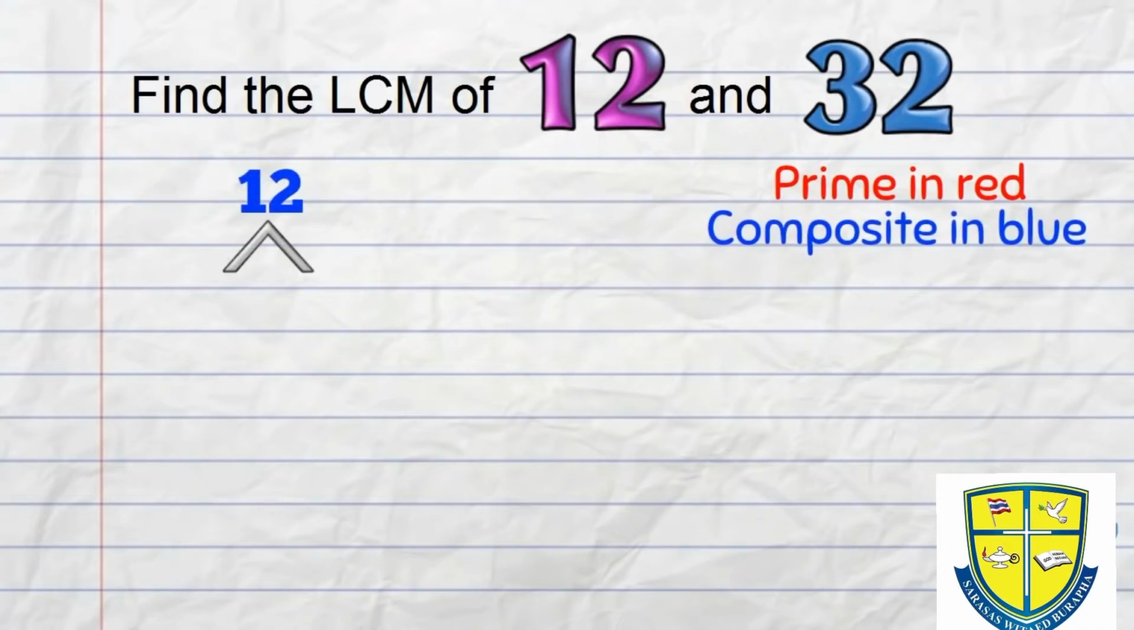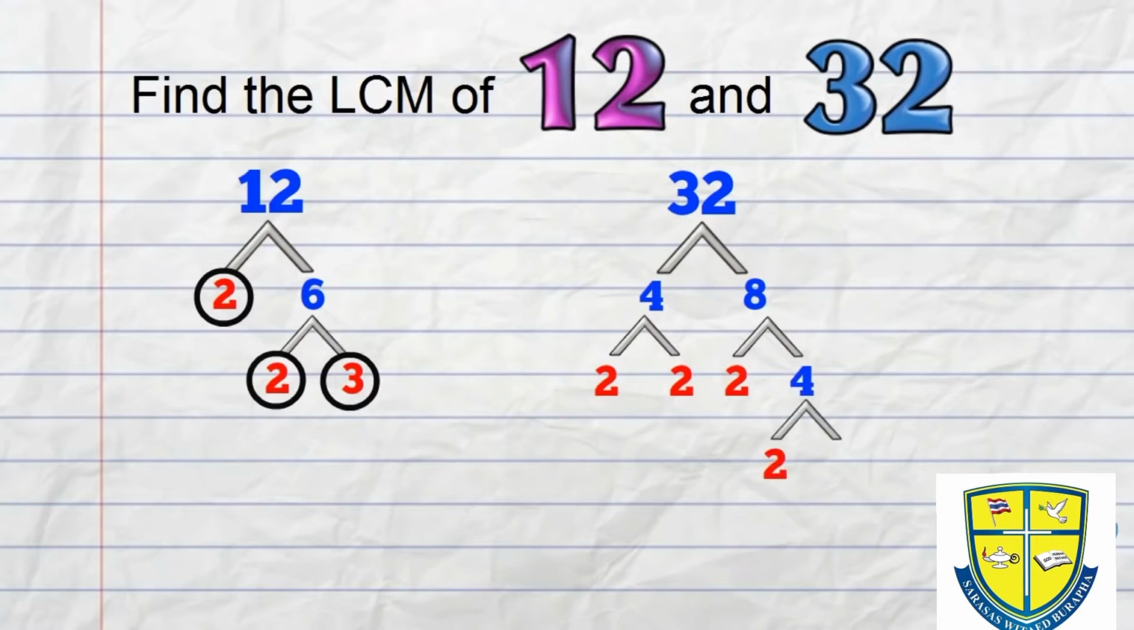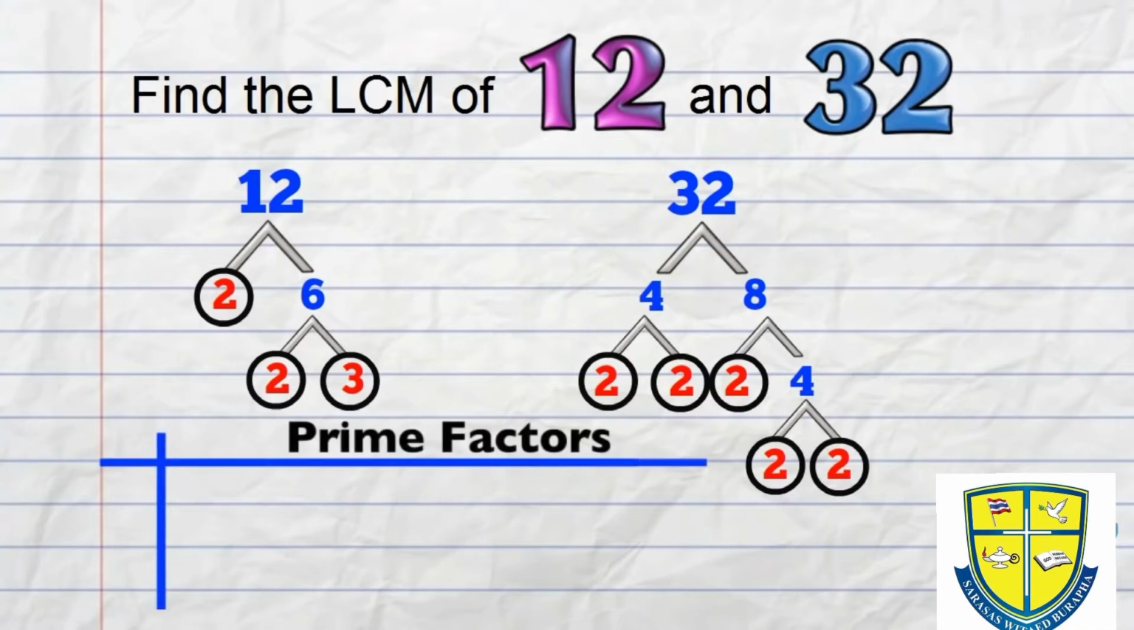12 is from 2 times 6. 6 is from 2 times 3. Circle the primes. 32: 4 times 8 is 32. 4 is from 2 times 2. 8 is from 2 times 4, and 4 is from 2 times 2. Circle the primes.